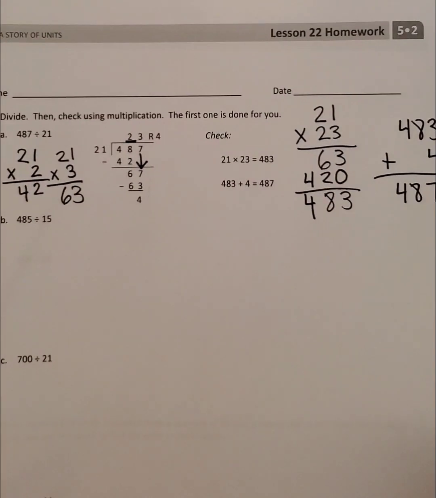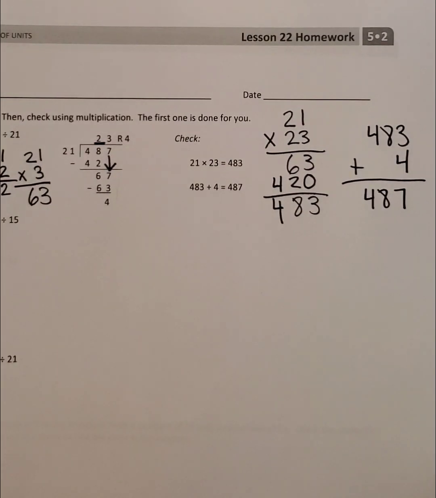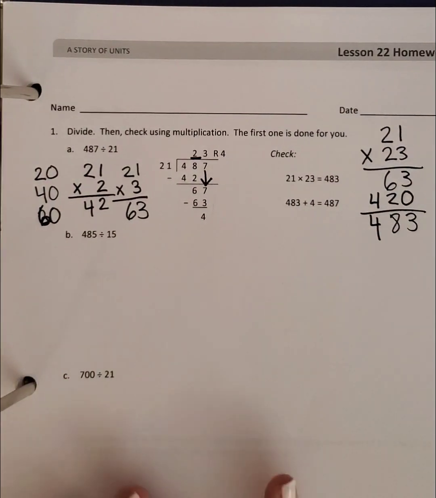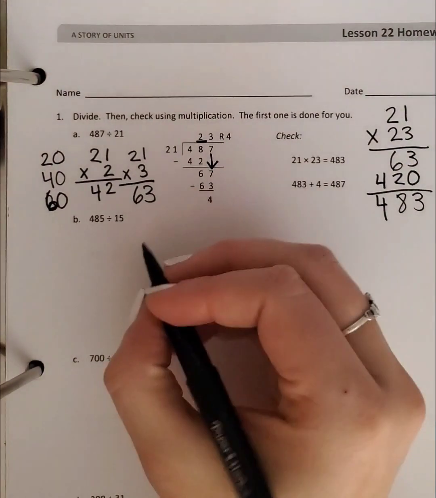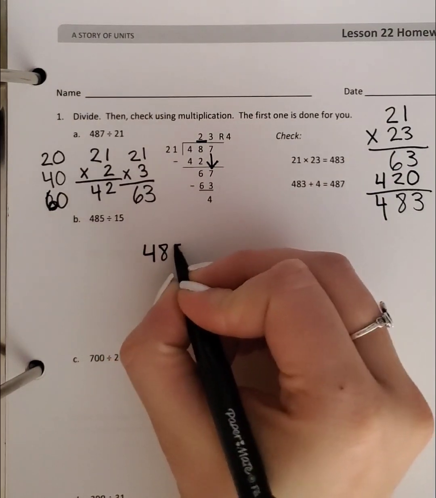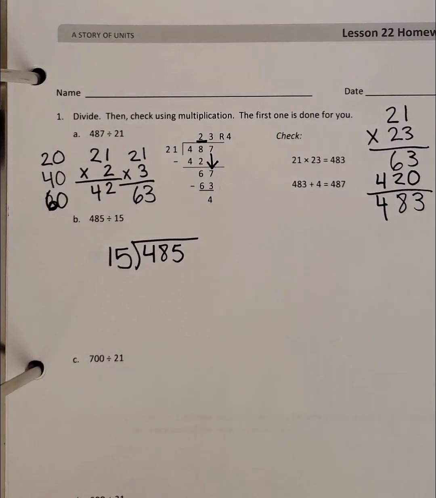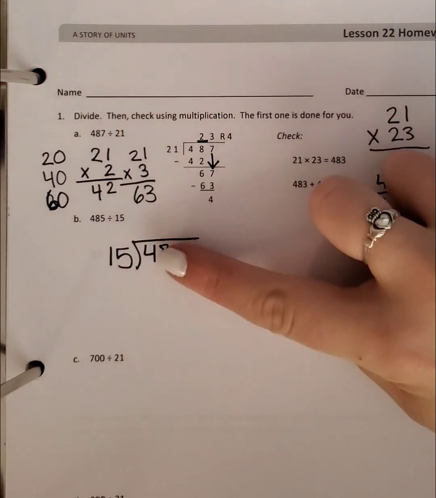That is how they did all of this for number 1. They just didn't show all of these little pieces, okay? Let's go ahead to B. 485 divided by 15. So again, we go digit by digit.